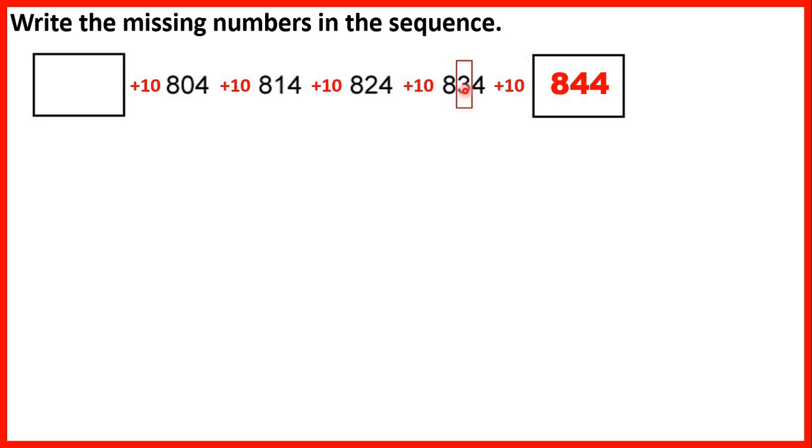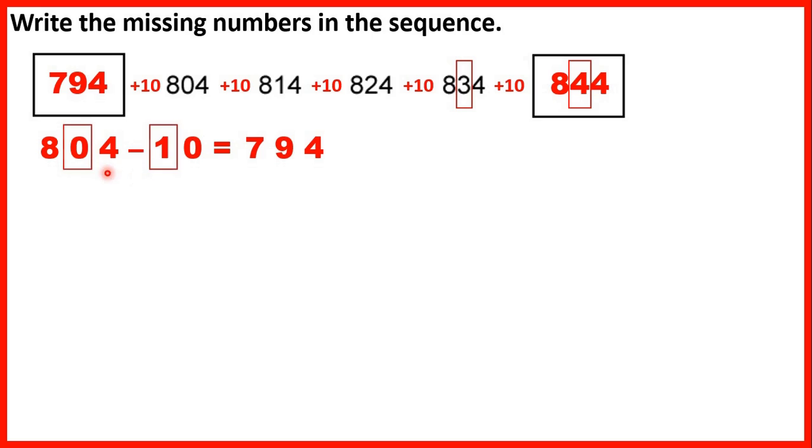We have 3 tens in this number, so if we add another 10, we'll have 4 tens. And now, to find this number here, we have something plus 10 is 804. So to find the missing number, we need to work backwards and work out 804 minus 10. That's 794. And that's because we have 0 tens and need to take 1 ten away.